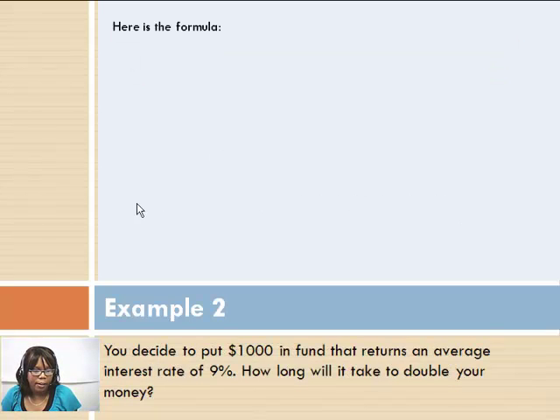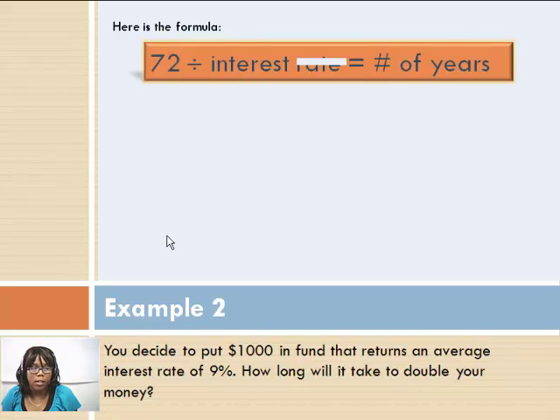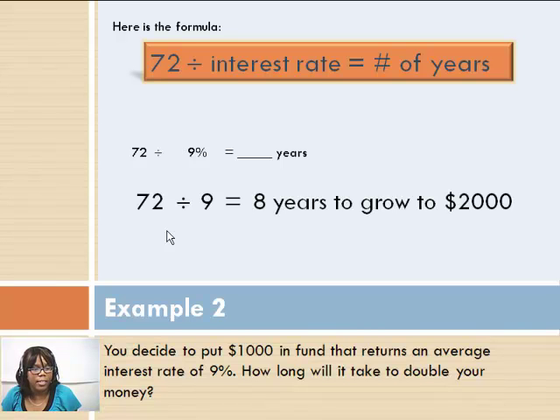Now you decide to put $1,000 in a fund that returns an average interest rate of 9%. How long will it take to double your money? So now our interest rate is 9%. Here's the formula: 72 divided by the interest rate equals the number of years. So 72 divided by the interest rate. Take a look at the word problem. What's the interest rate? It's 9%. Equals how many years? 72 divided by 9. You know your multiplication facts, so you all know this answer. It's going to take 8 years to grow to $2,000.